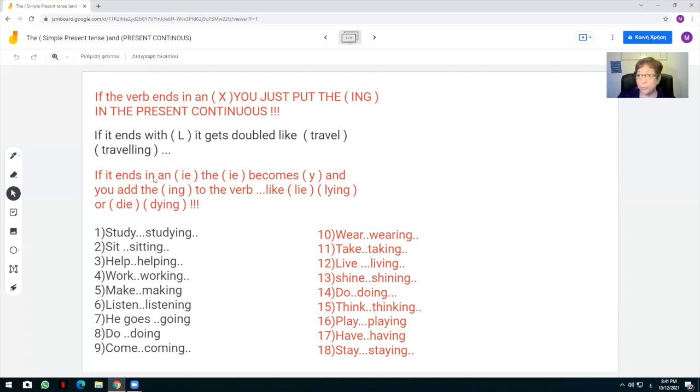Okay? If the word ends with an IE, بتمسح ال-IE, بتحط Y زائد ال-ING في الpresent continuous. Like the verb lie becomes lying, or die becomes dying. Like becomes liking, and lie becomes lying.